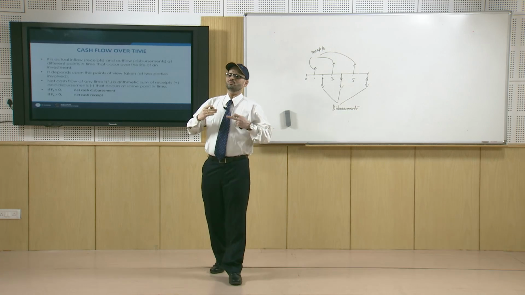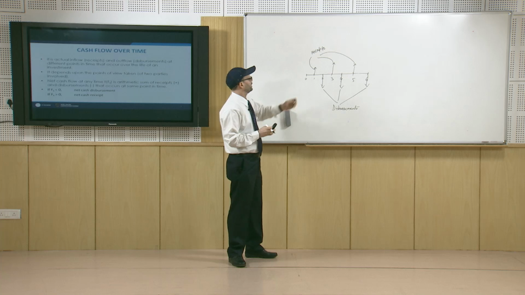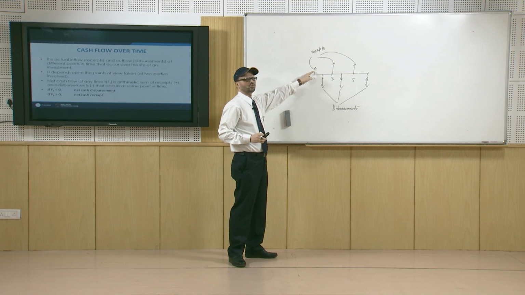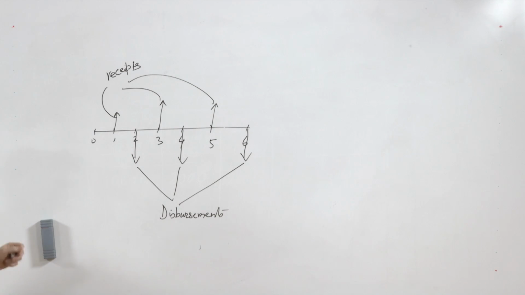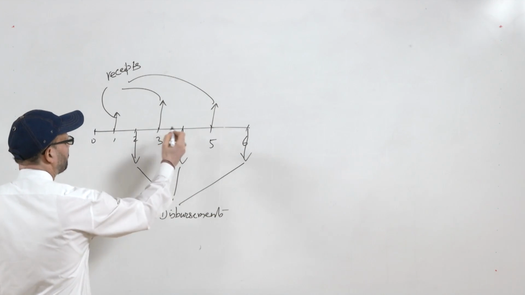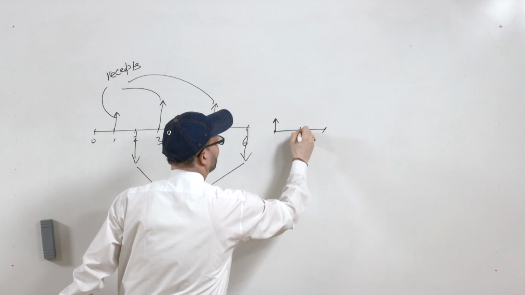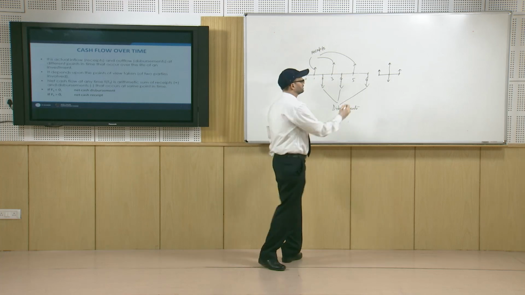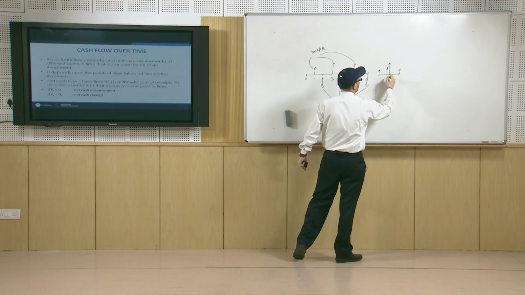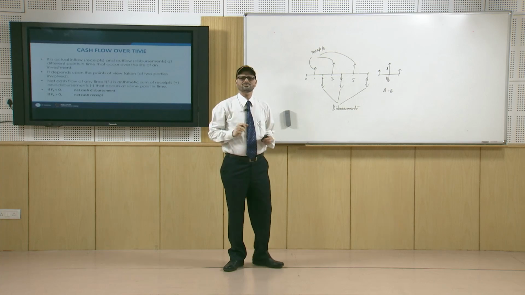So, from the viewpoint of either lender or borrower, if the money is shown as a positive amount, it is a receipt, and if it is a negative amount, it is a disbursement. And if at any point of time you have both receipt as well as disbursement, in that case the net amount will be A minus B, and this is known as net cash flow.